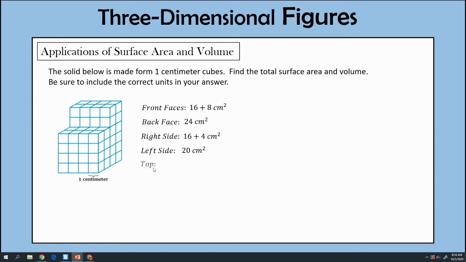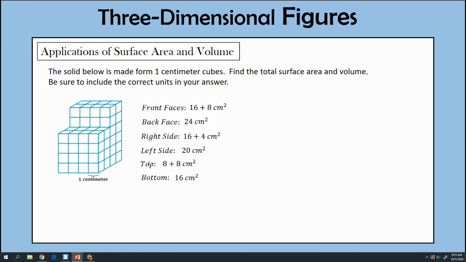Okay, that leaves the top and the bottom. If you look down at the top, you have this rectangle that's 2 by 4. This rectangle is 2 by 4. So the top's made up of 8 plus 8, or 16 total centimeters squared. The bottom is 4 by 4. You can kind of see that here. And the bottom is going to be 16 square centimeters.